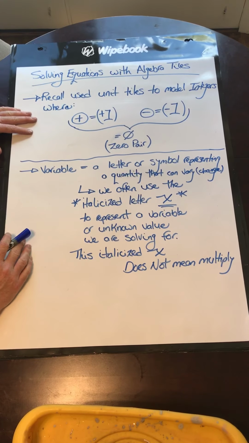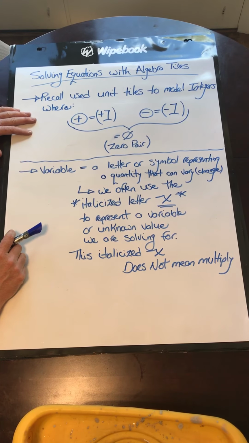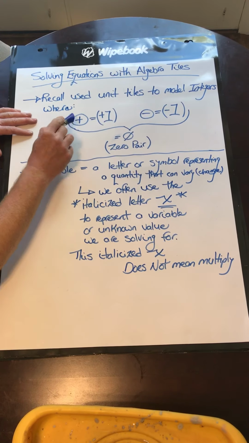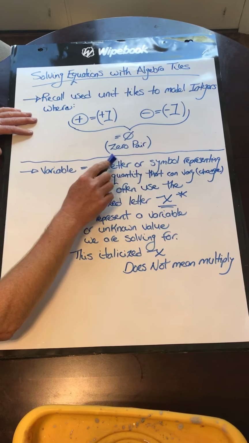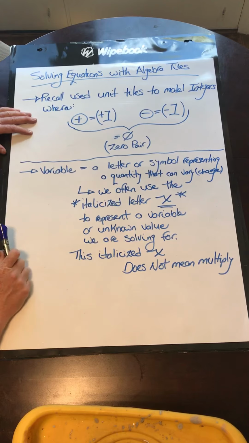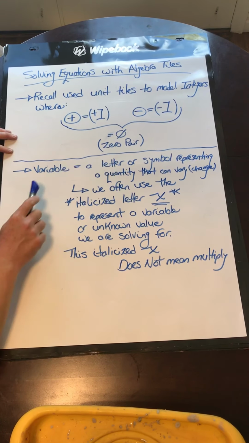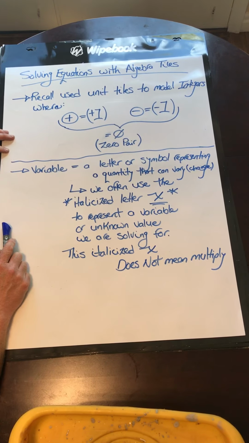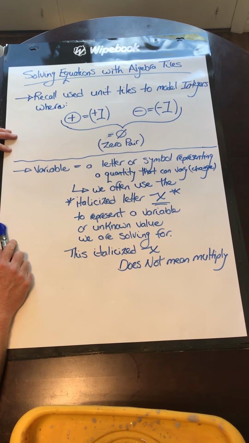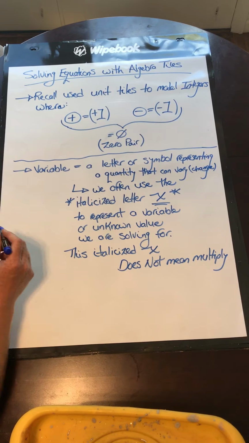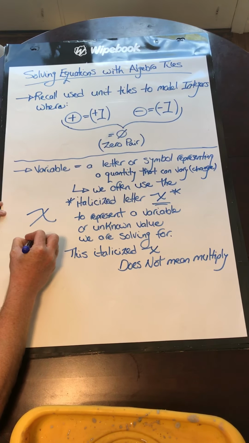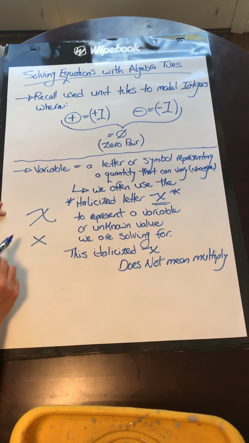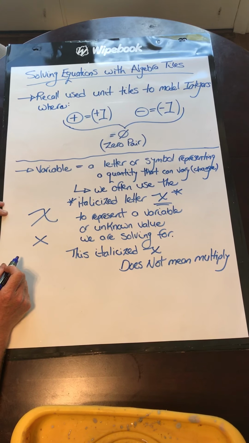So you will recall that we used unit tiles to model integers, where a plus tile was equal to +1 and a negative tile was equal to -1, and then when we put those together, we get our friend the zero pair. Okay, we're going to be talking about variables. Variables are a letter or a symbol representing a quantity that can vary or change. And we often use the italicized letter x. An italicized letter x looks a little bit different from a normal x, to represent a variable or unknown value we are solving for.